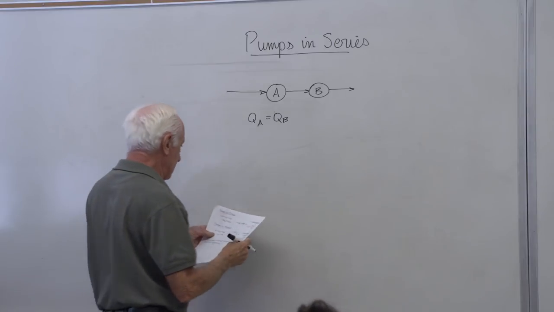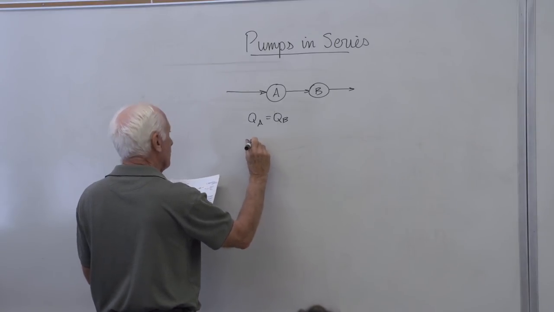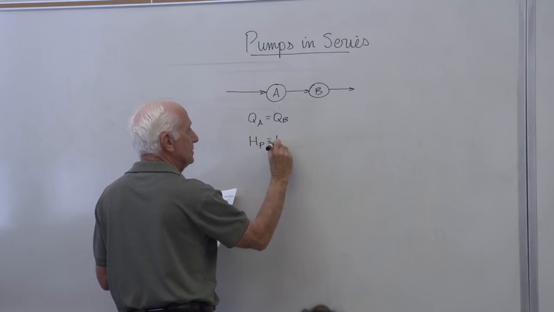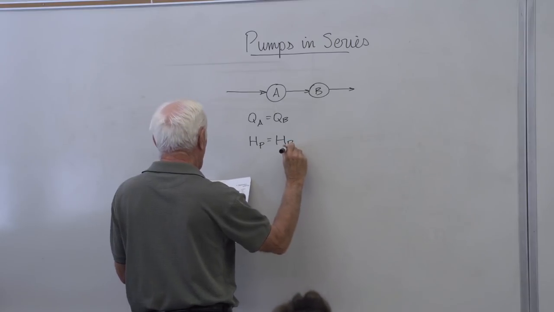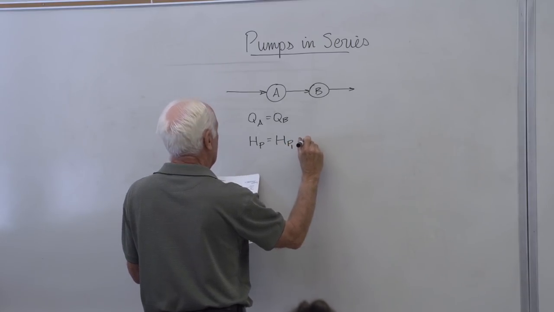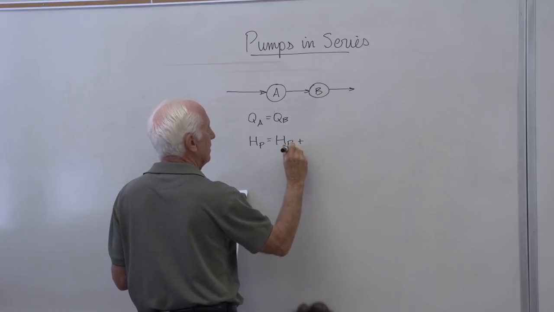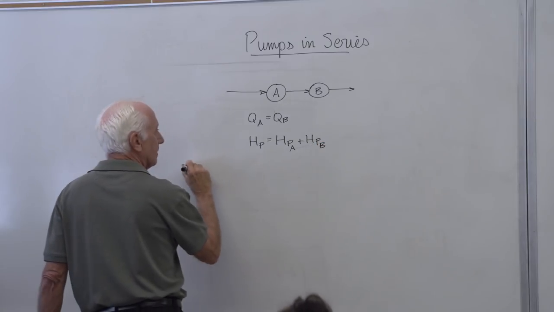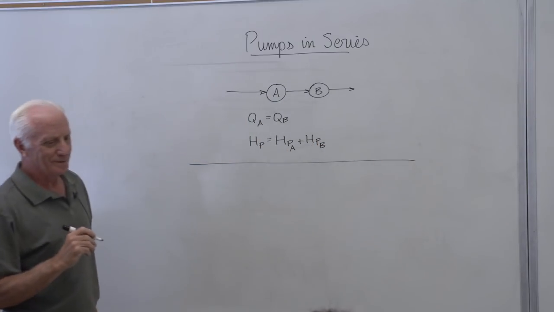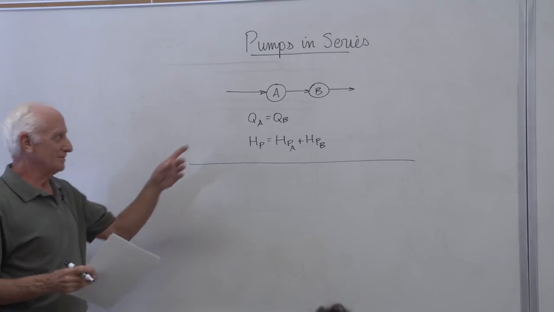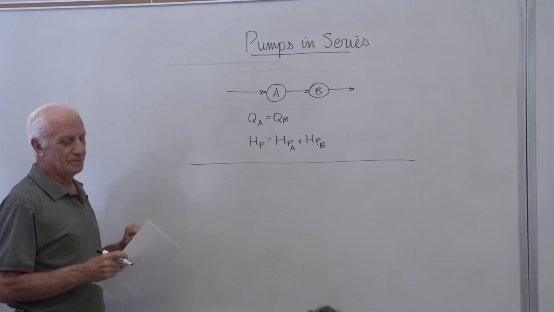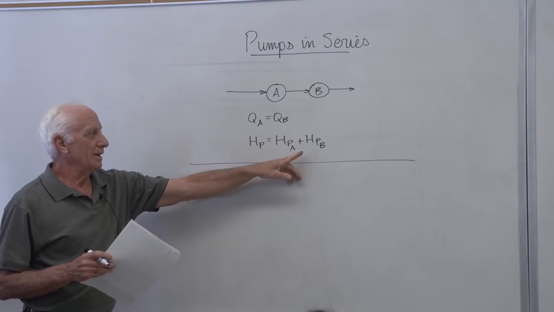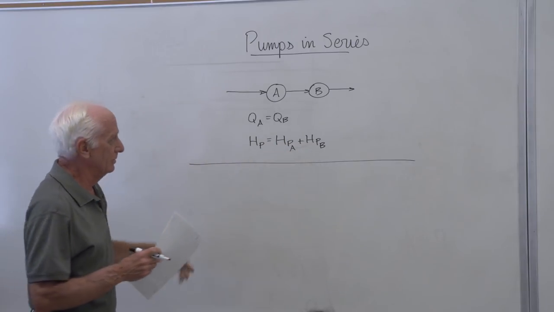Now, we have the pump head. There are two in series, so the pump head is the pump head for pump A plus the pump head for pump B. It looks pretty similar to pipes in series. Pipes in series, QA equals QB. The total head loss due to friction is equal to the head loss due to friction in pipe A plus the head loss due to friction in pipe B. So yeah, they're similar. That's good news.